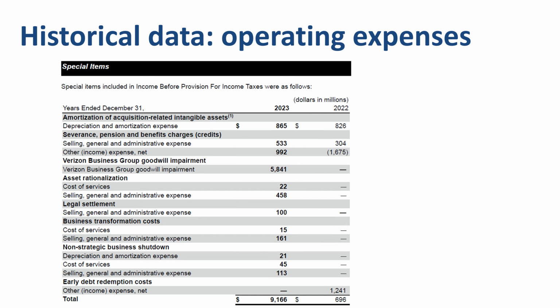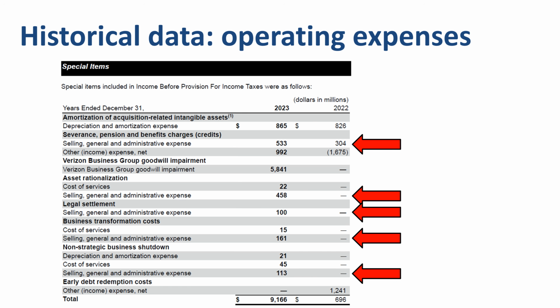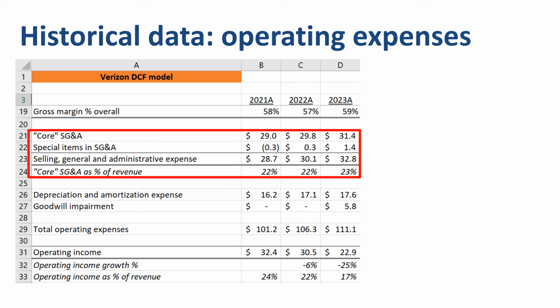There's a table listing the special items in item 7 of the 10K report, and it's fairly easy to add up those items that impact SG&A. Some years, it's just one line item. Other years, it might be 5. Now that the special items in SG&A are isolated, we can calculate core SG&A as a percentage of revenue and get to a pretty consistent 22% to 23% of revenue, which we can then use in our forecasting exercise for future years.